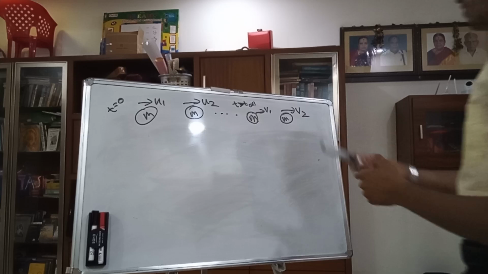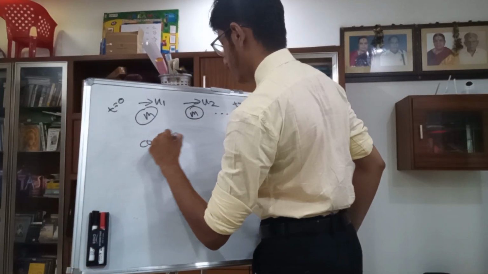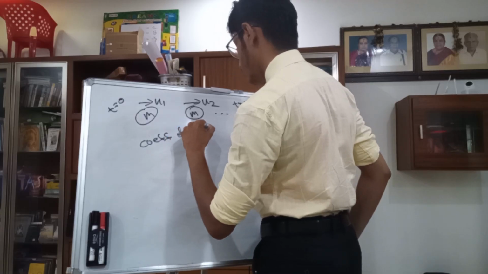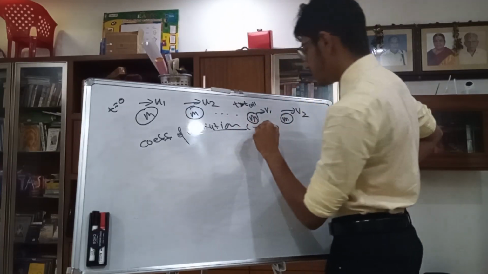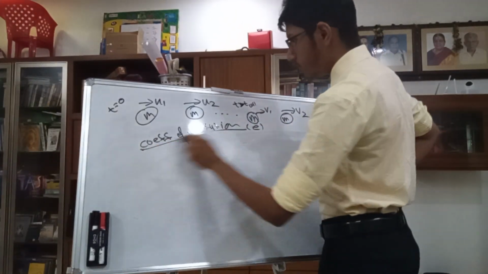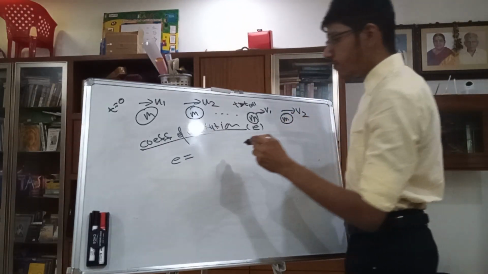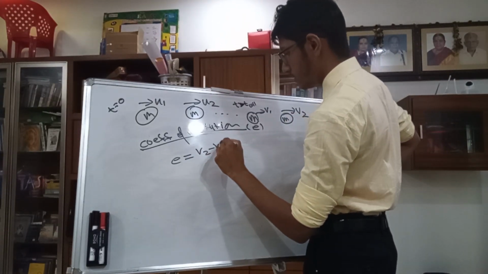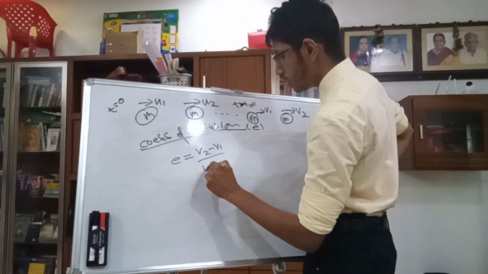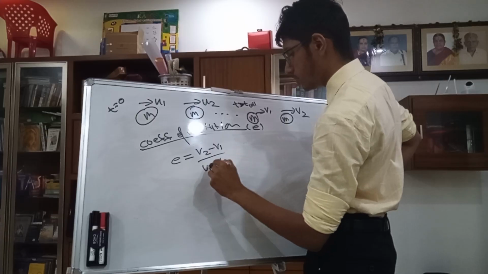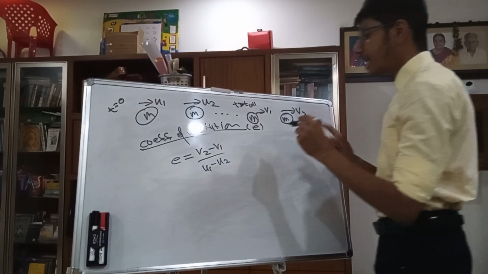Okay, fine. Now we are going to discuss the coefficient of restitution, denoted by e. How can we define it? It is the relative separation of final velocities, that is v2 minus v1, divided by the relative approach of initial velocities, which is u1 minus u2. So this is the coefficient of restitution, and in case of elastic collision it equals 1.